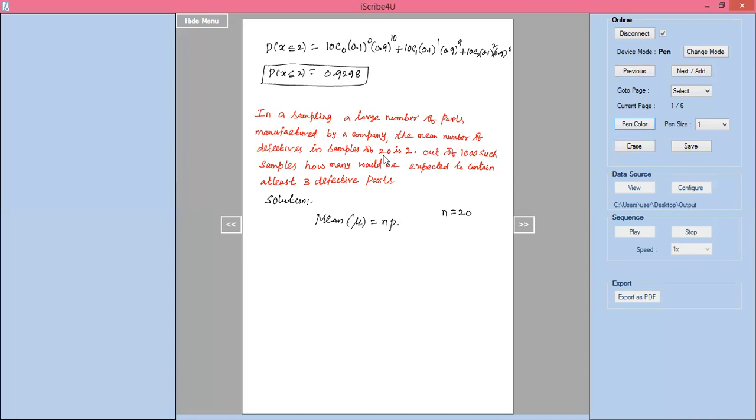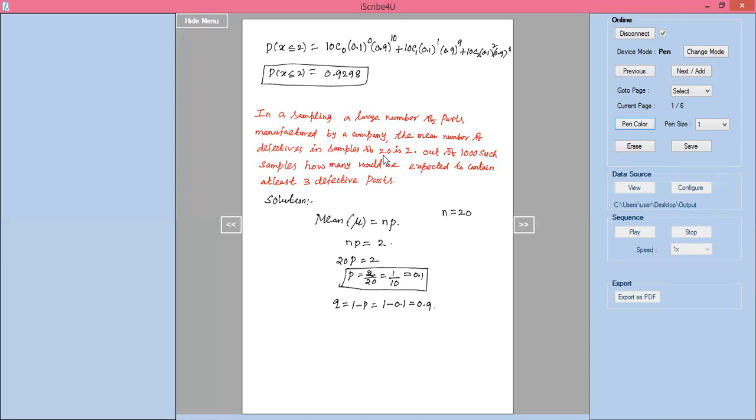So np equal to what is given? np equal to 2. n is nothing but 20, so 20 into p equal to 2. Now p equal to 2 by 20, which is 1 by 10. p equal to 1 by 10 we will get, and 1 by 10 is 0.1. p is nothing but 0.1. What is q? q is nothing but 1 minus p. So 1 minus 0.1 is 0.9.